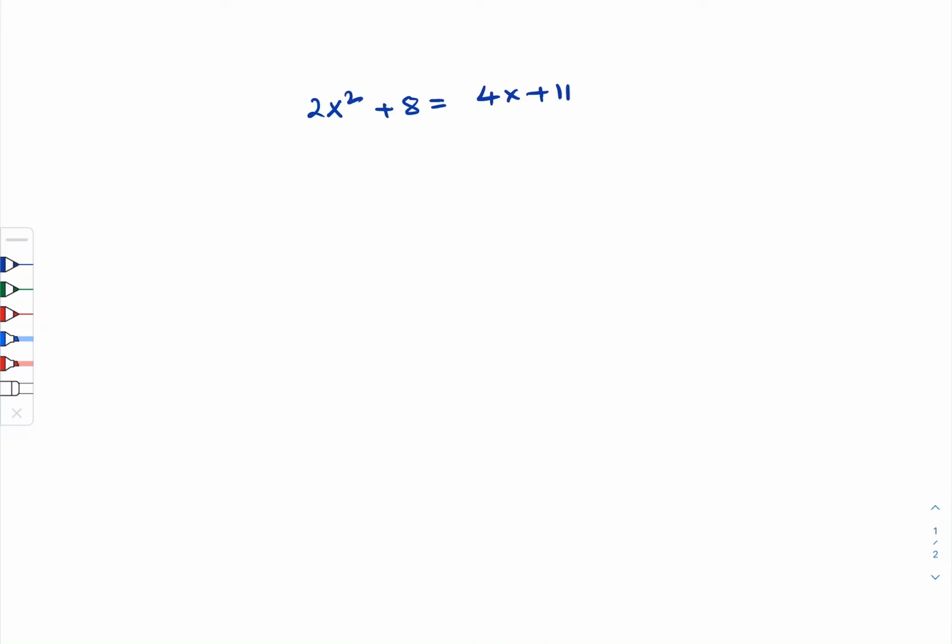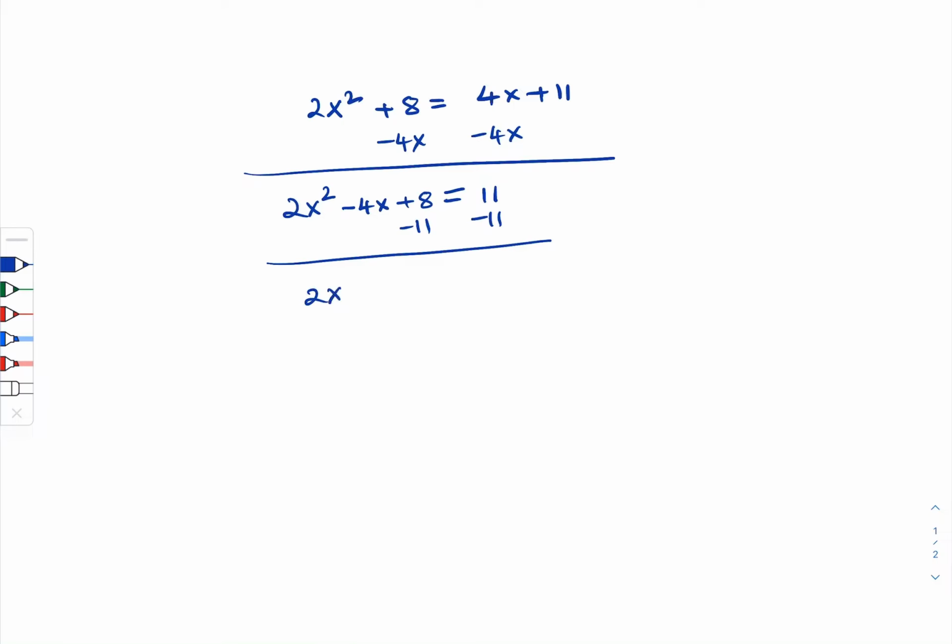Okay, so the key to understand here is that the second you see an x squared in an equation, try to pull over everything to the left-hand side and make the right-hand side 0. So that's what we're going to do. We're going to subtract 4x from both sides first. That's going to give me 2x squared minus 4x plus 8 is equal to 11. And then we're going to subtract 11 from both sides. It's going to give me 2x squared minus 4x minus 3 is equal to 0.